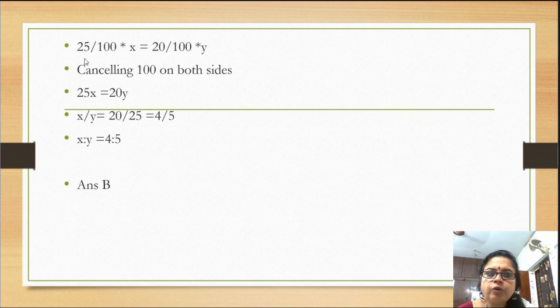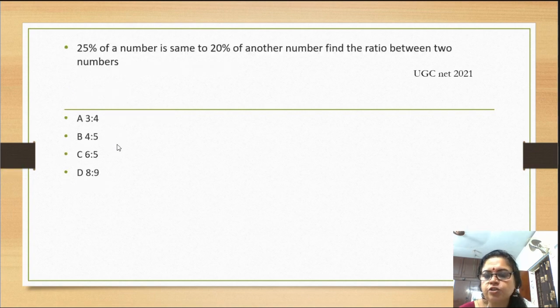So it is given 25% of x, and 25% means 25 by 100 into x, some number, is equal to 20%, 20 by 100 into y. So you are getting 100 on both sides, you can cancel 100. So 25x is equal to 20y, or x by y is actually the ratio, no? x by y is 20 by 25 or 4 by 5, or you can say x is to y is 4:5. So in a simple manner you have got the answer. So the answer will be B, 4:5. I hope it is clear to all of you.